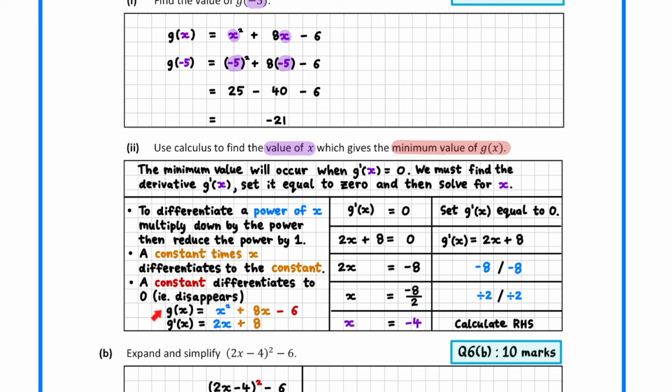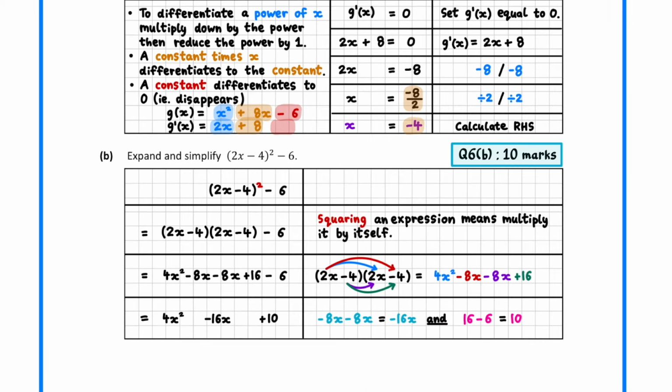G of x has 3 components in its definition: an x squared, an 8x, and a minus 6. The x squared differentiates to 2x, the 8x differentiates to 8, and the minus 6 differentiates to 0. Now we set the derivative, 2x plus 8, equal to 0. We can solve for x by subtracting 8 from both sides, dividing both sides by 2, and then calculating the right-hand side.